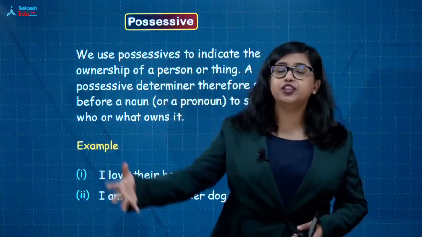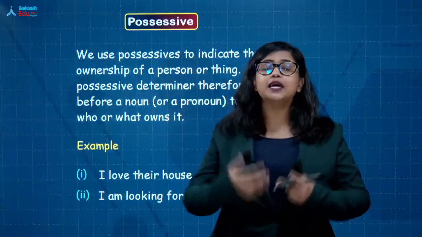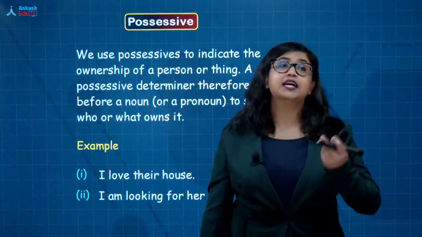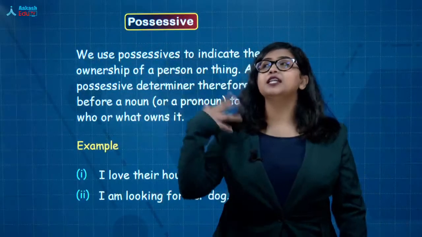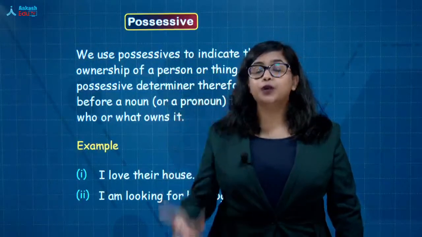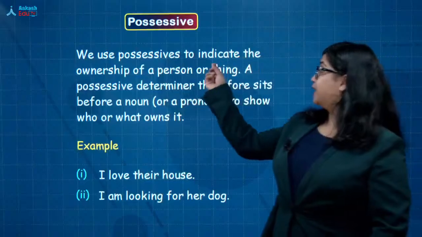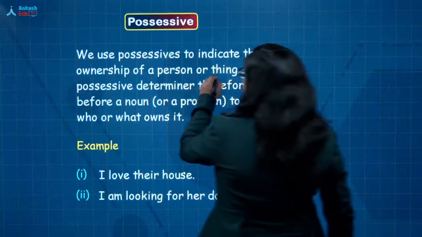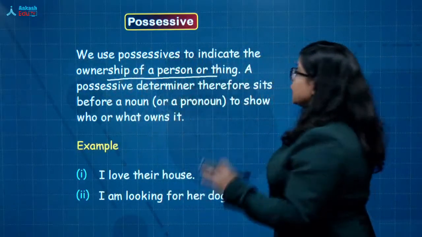Alright, that is their chair, it's his bag, right? So when I use these words, his bag, its chair, that means I'm talking about ownership. So the word possessives basically defines or indicates the ownership of a person or a thing.